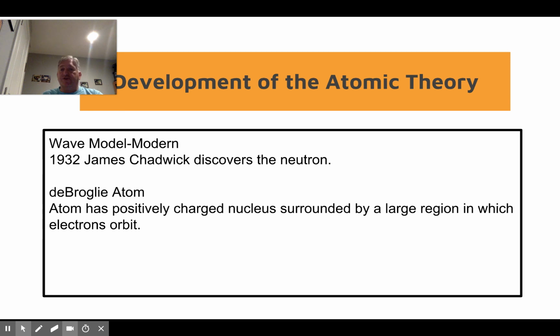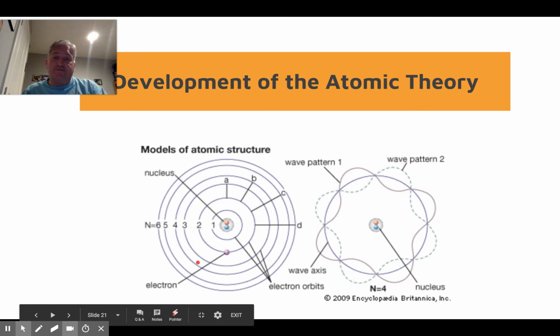That changes the way they view what goes on inside the atom. And then de Broglie just realized that the positively charged nucleus has an electron orbit, which is the electron cloud, which we talked about in the structure of the atom. So what we call wave theory.